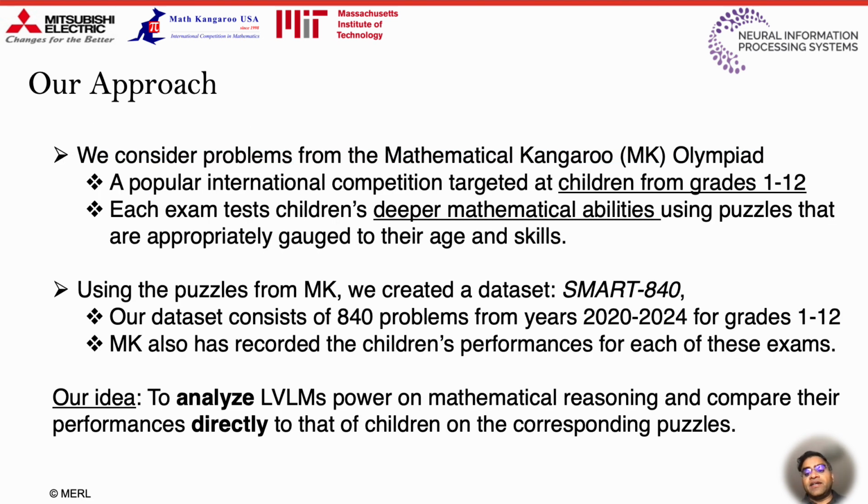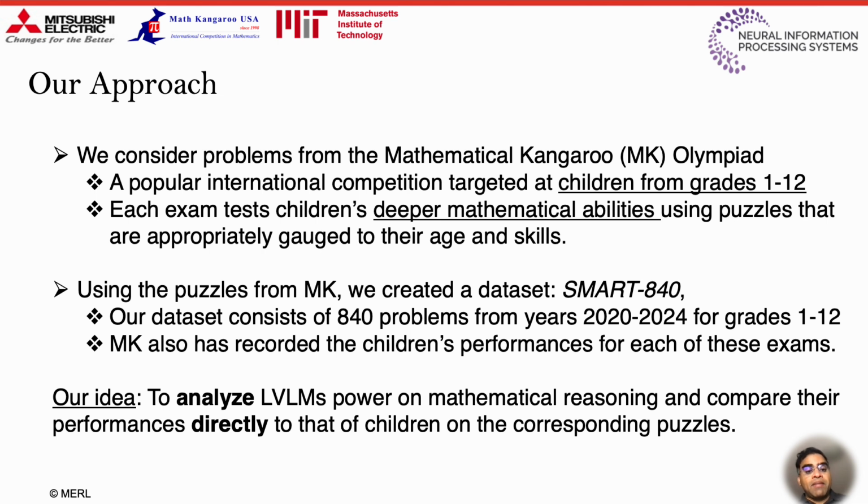A key challenge is to find a test that we could use for such a study. Only a handful of formal mathematical Olympiads with significant human participation test children's mathematical aptitude from very young ages. One such Olympiad that we use in this study is the Mathematical Kangaroo Olympiad, which is a popular international competition targeted at children from grades 1 to 12. Each exam tests children's deeper mathematical abilities using puzzles that are appropriately gauged to their age and skills. This makes the problems from this Olympiad and the kids' performances on it directly comparable to the supposedly adult level performances that we expect from large language models.